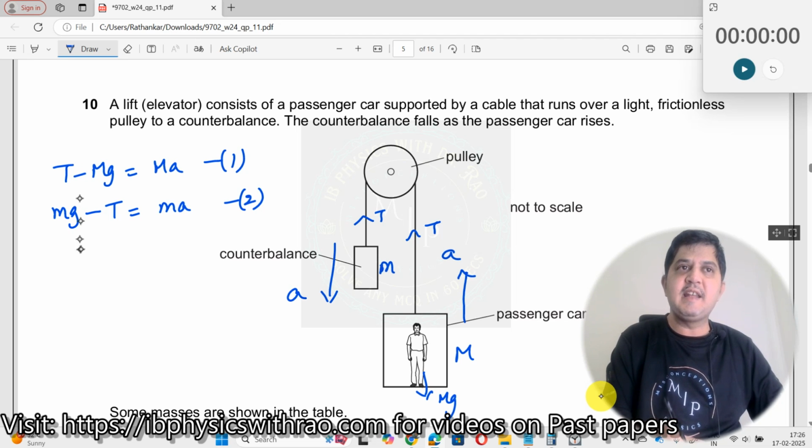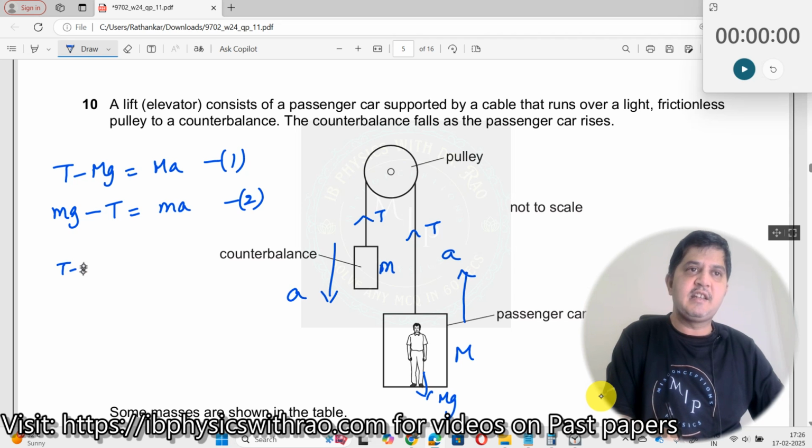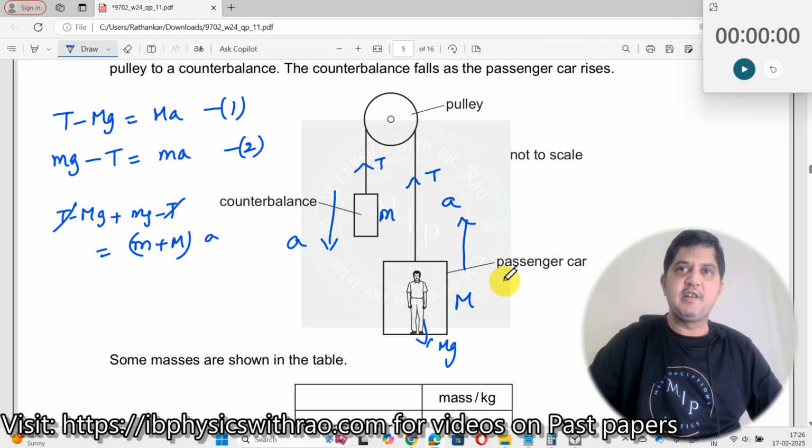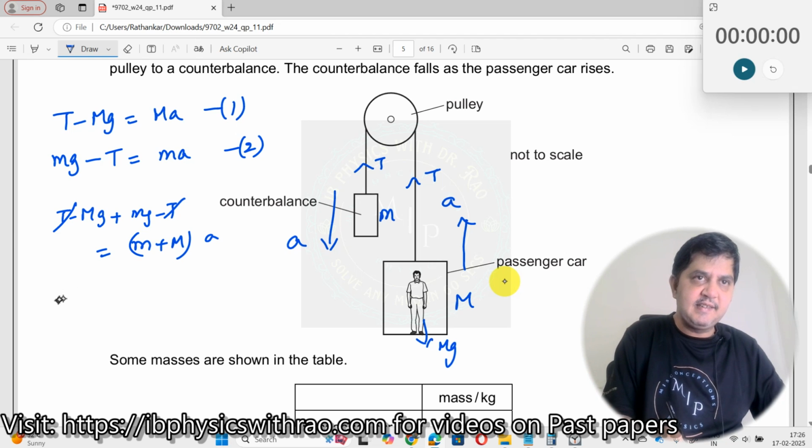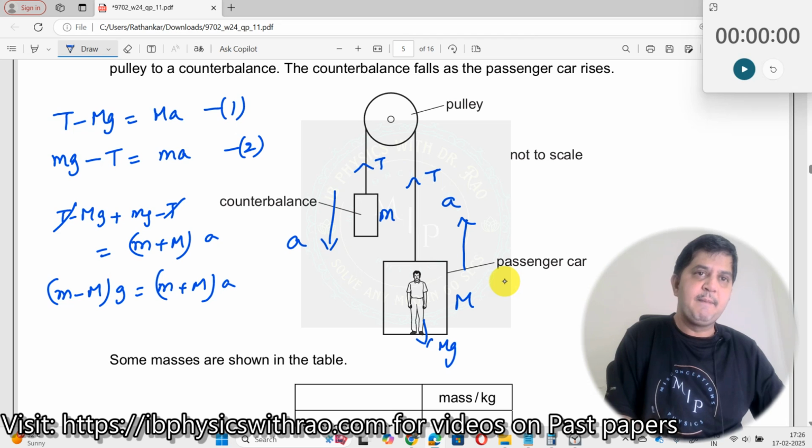Now what should I do? I will add up these two. When I add these two, I'll get T minus Mg plus mg minus T should be equal to m plus capital M multiplied by a. So this minus T and this plus T go away. I'll write it down here as small m minus capital M multiplied by g is equal to small m plus capital M multiplied by a. Or your acceleration a is equal to m minus capital M divided by m plus capital M, multiplied by g.